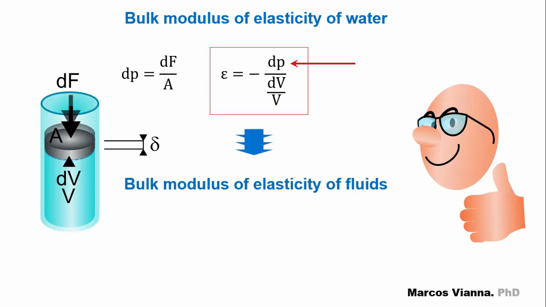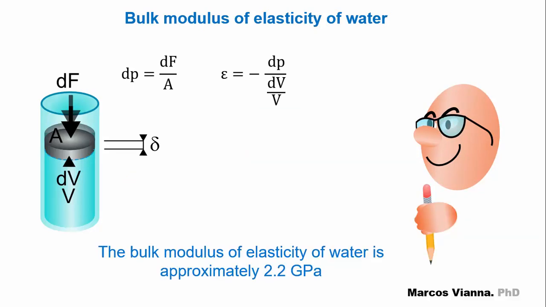Observe that when P increases, V decreases, which means that dV is negative. It explains the existence of this negative sign in the expression. The bulk modulus of elasticity of water is approximately 2.2 gigapascals.